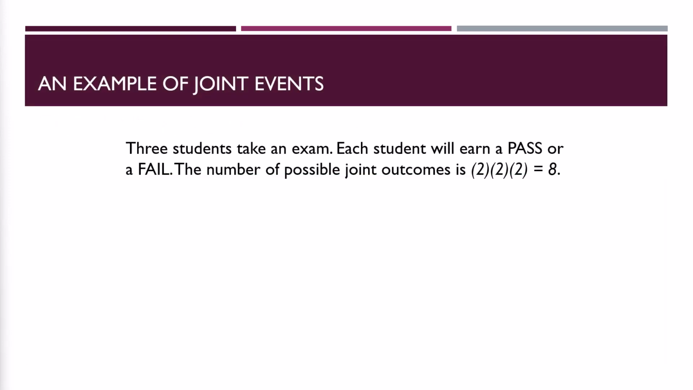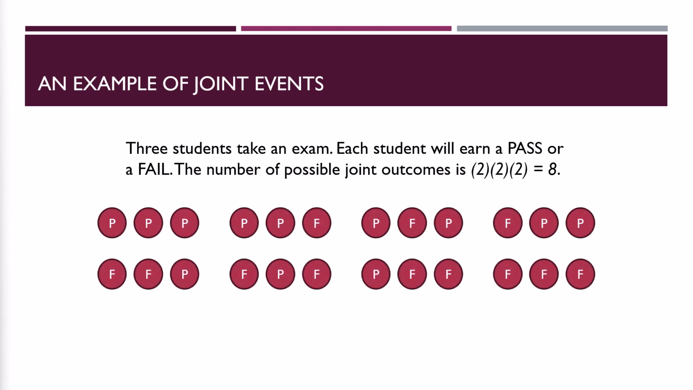3 students take an exam. Each student will earn a pass or a fail. The number of possible joint outcomes is 2 times 2 times 2 equals 8. Here are those 8 outcomes. Let's compare 2 of these possible outcomes, the second and the third. In this one, students 1 and 2 passed the exam, but student 3 failed the exam. In this next one, students 1 and 3 passed the exam, but student 2 failed the exam.